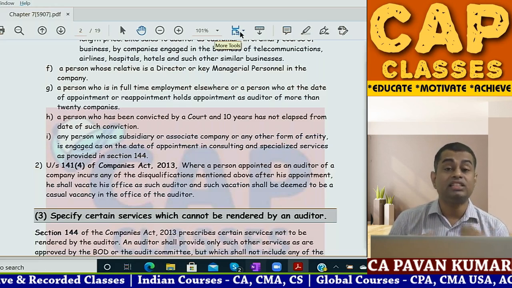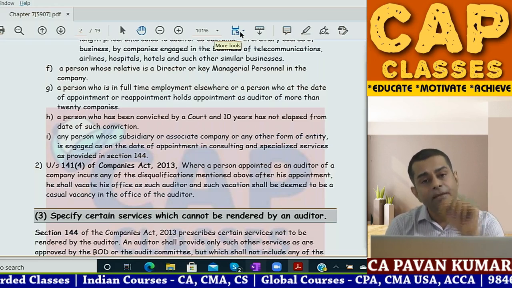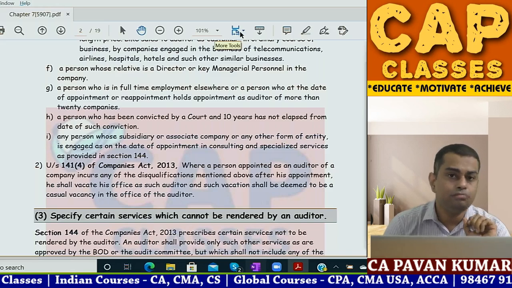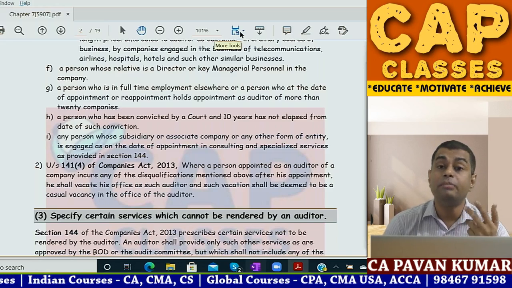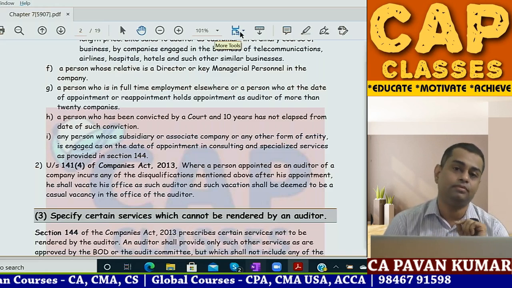If I am conducting statutory audit of the company as per Companies Act, I can be tax auditor of the same company as per Income Tax Act also. Because both are statutory audits, no independence problem. But if I am statutory auditor of the company, I cannot do internal audit.